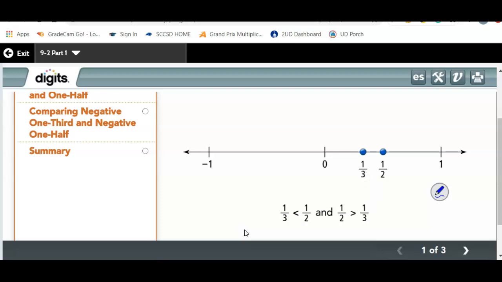So, 1/2 is greater than 1/3. Right. Again, 1/2 is farther right. Now, what do we think about negative 1/2 and negative 1/3? Which one is larger? Put your answer in your paper somewhere on the top right. We have negative 1/2 and negative 1/3. Which number is greater?